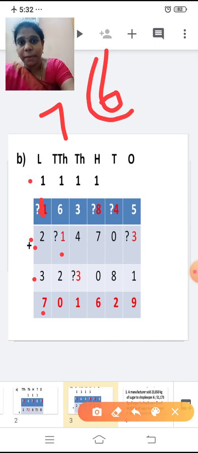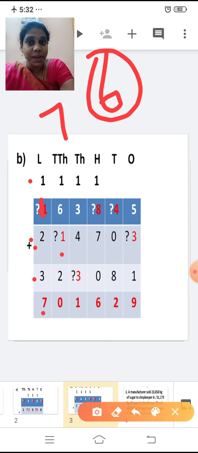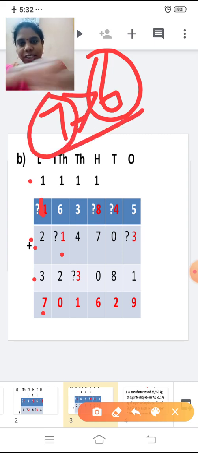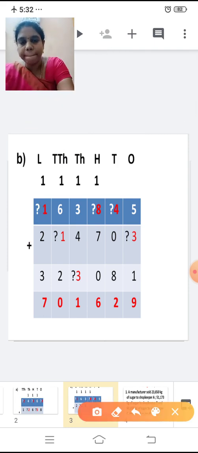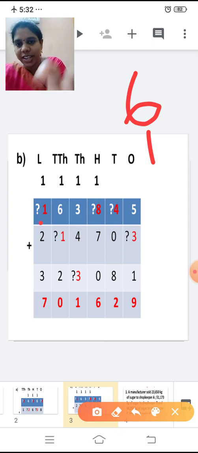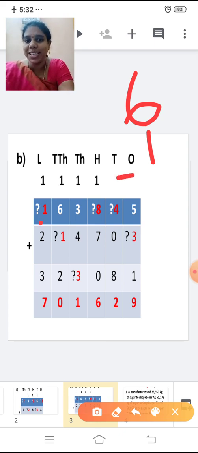With 6, what number should I add? 6 plus 1. If I add 6 to 1, the answer will be 7, right? Or else you can subtract, because the sum is greater. 7 minus 6 is 1. So write 1 in the box. 6 plus 1 is 7. So you all know how to find the missing digits, right?